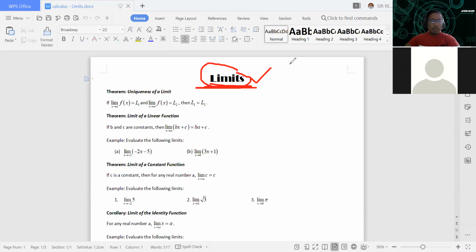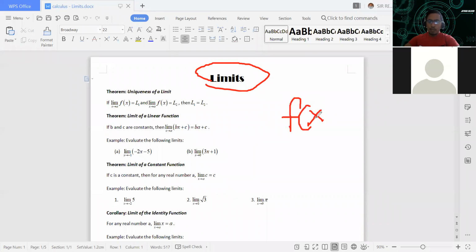Okay. So the very first thing that you need to understand is what is limits. In a limit class, there must be a function, and there must be a fixed point. I will repeat, there must be a function and a fixed point.